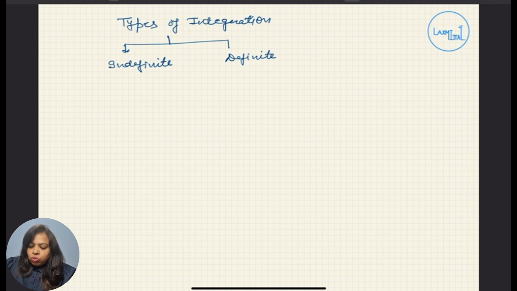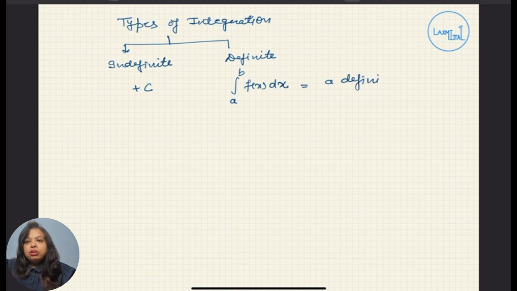Indefinite integration is the only one in which the solution comes with plus c. In definite integration, if you are integrating any function within the limit a to b, then you will get a definite value. Therefore, that integration will be called definite integration.